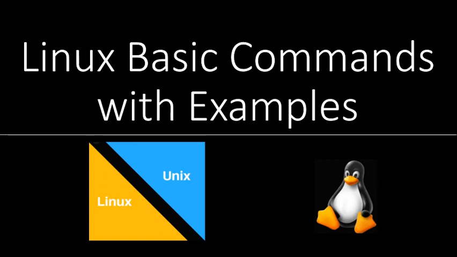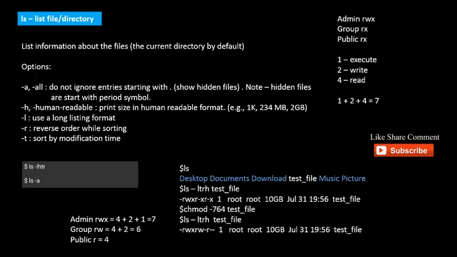Today we are going to discuss Linux or Unix basic commands with examples. First command is ls. ls means listing. It lists information about the files or the current directory by default.